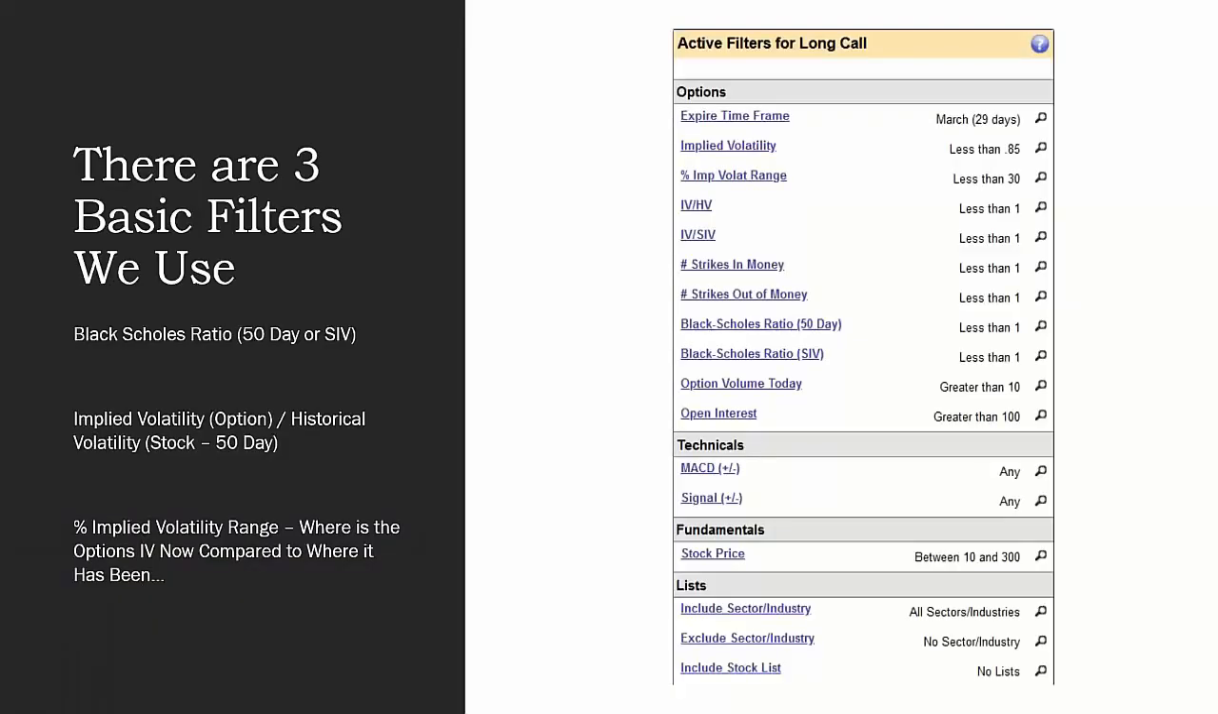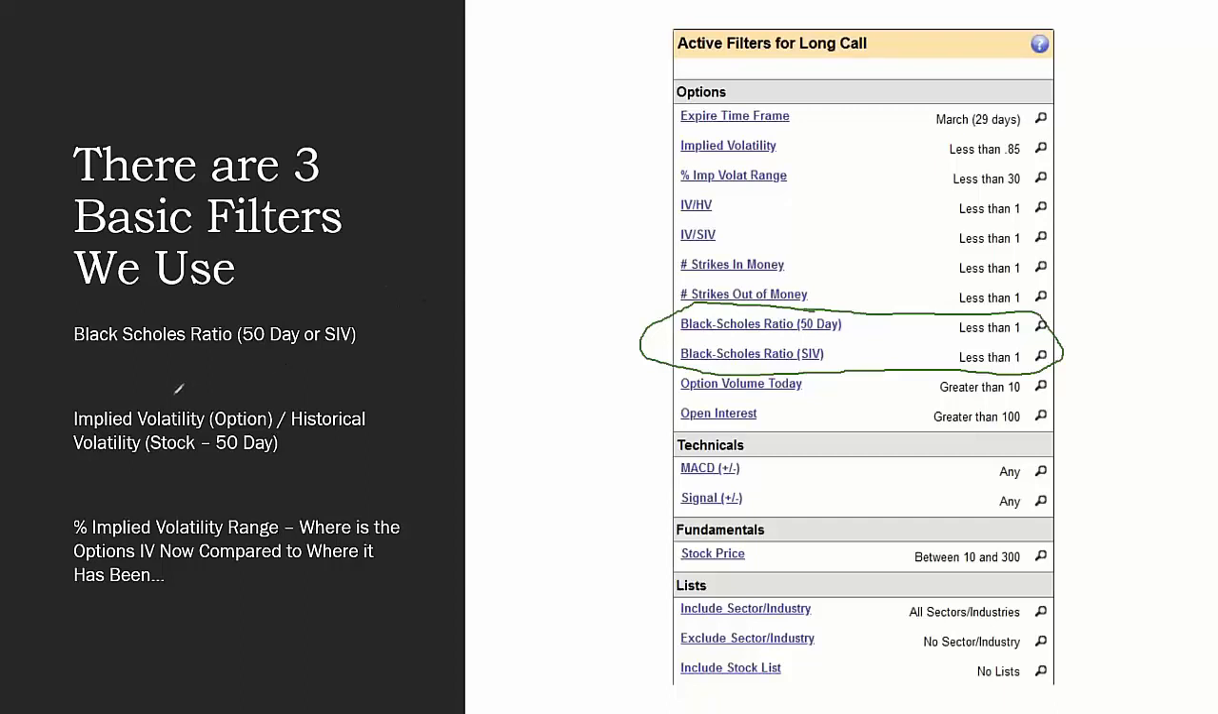Well, absolutely. There are 3 basic filters we use on Power Options to identify if an option is considered overvalued or undervalued. And I say we do this on Power Options, but these are also the most common ones that are used by options investors as far as we know. The first one is the Black-Scholes ratio. It's just a simple comparison of the actual trading price of the option compared to its Black-Scholes theoretical value. There's a Black-Scholes 50-day and an SIV. We'll discuss those in just a moment.